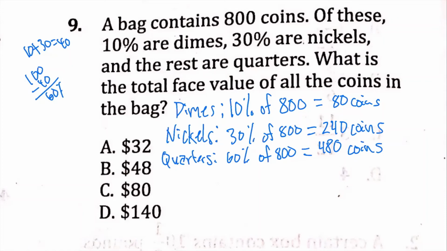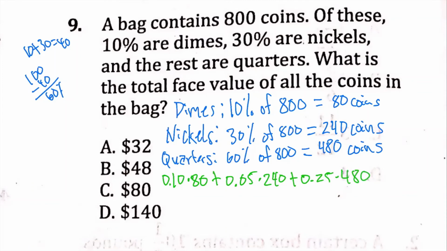Now we have to figure out what's going on here, right? So dimes are 10 cents, nickels are 5 cents, quarters are 25 cents. So we have to find out how much money we have in total. So 0.10 times 80 plus 0.05, that's nickels, times 240 plus 0.25 times 480.